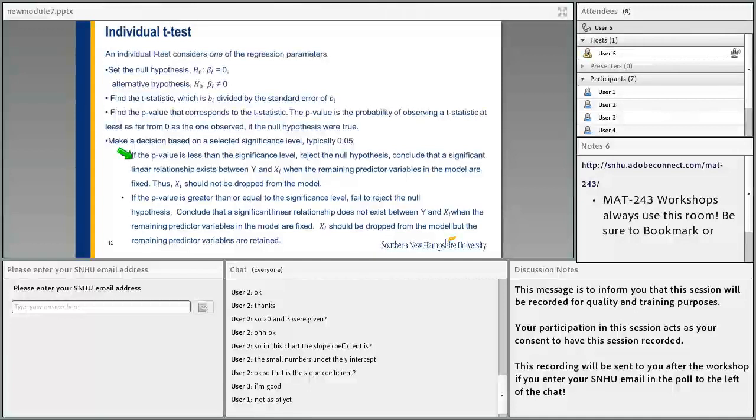So if the p-value is less than the significance level, we reject the null hypothesis. We conclude that a significant linear relationship exists between y and xi when the remaining predictor variables in the model are fixed. Thus, xi should not be dropped from the model. And if the p-value is greater than or equal to the significance level, we fail to reject the null. We conclude that a significant linear relationship does not exist between y and xi when the remaining predictor variables in the model are fixed. Xi should be dropped from the model, but the remaining predictor variables are retained.